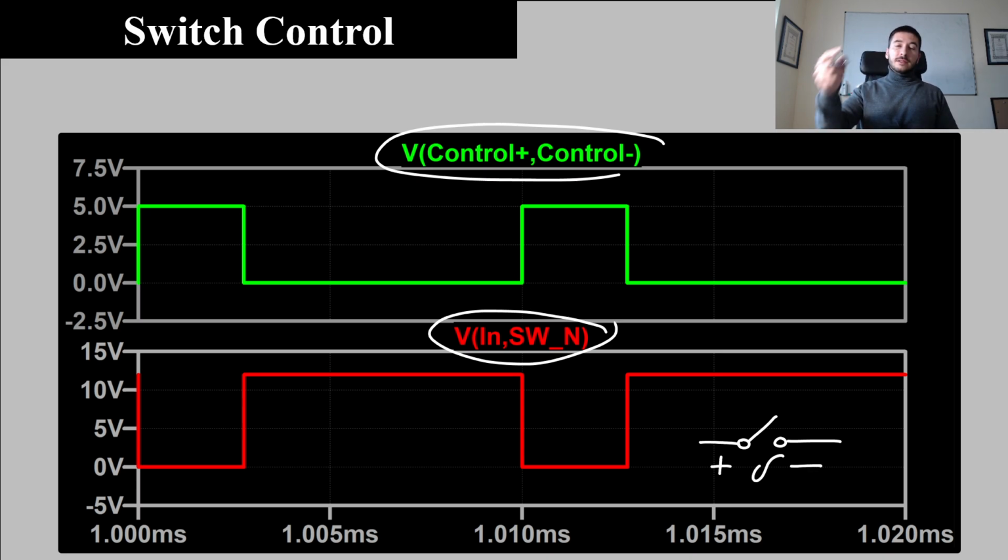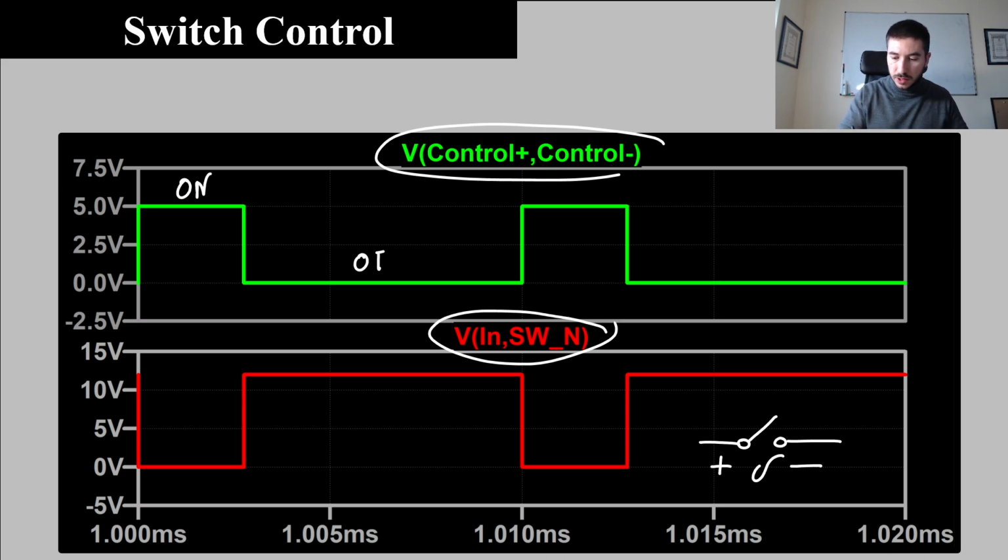So remember, the switch model that we are using in LTspice has a threshold voltage of 2.5 volts. It means that if the control signal is higher than 2.5, the switch is on. If the control signal is lower than 2.5, it is off. So here we turn on the switch with 5 volts.